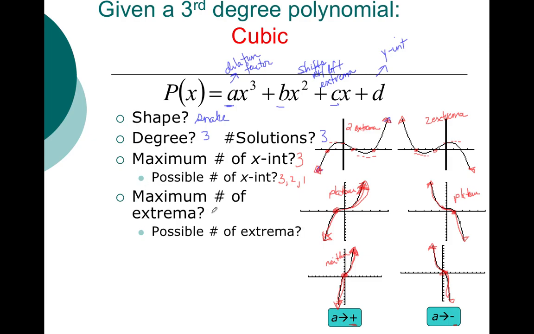Extrema. The maximum number of extrema is your degree 3 minus 1. Possible extrema, 2 or none. You cannot possibly have one turning point in a cubic. Can you think about that? If you only have one turning point, you aren't going to be a cubic. What are you going to be? A quadratic.